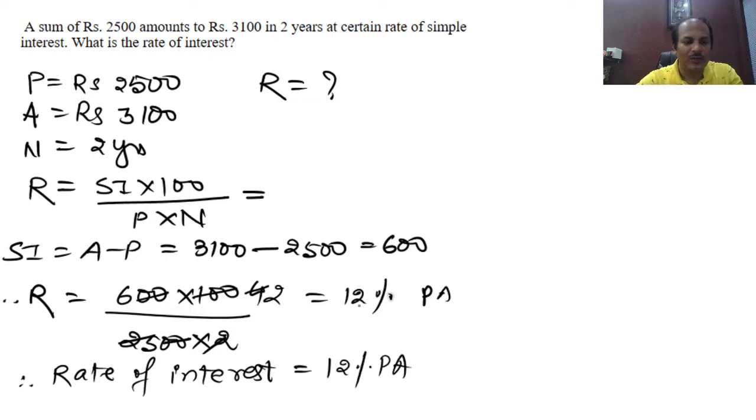It's very important to understand the formula. R is equal to SI into 100 upon P into N. And at the same time, when I have to calculate R, the other way of finding simple interest, if amount and principal are given, then simple interest is equal to amount minus principal.